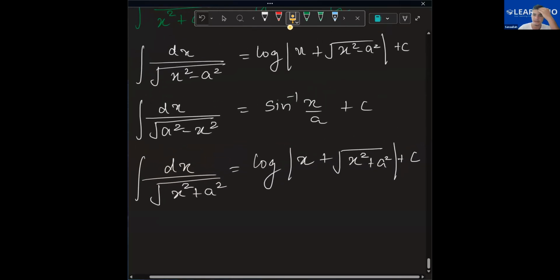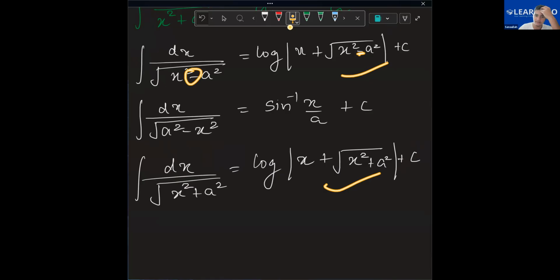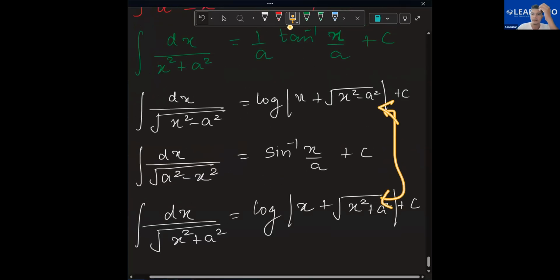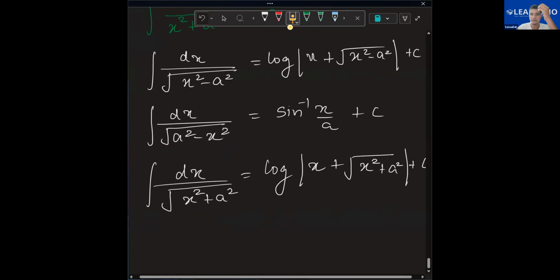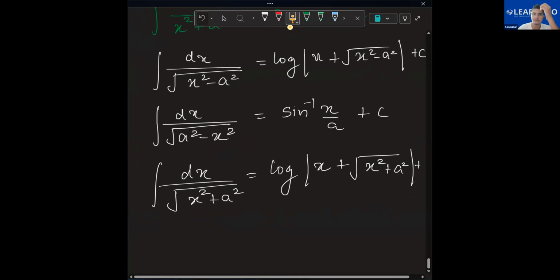See, what is the similarity and what is the difference between this formula and this formula? Here when there is a minus, a minus comes along with it; when there is a plus here, a plus comes along with it. That's it. Plus is the same in these two formulas. And these formulas are important for your next chapter, the application of derivative.